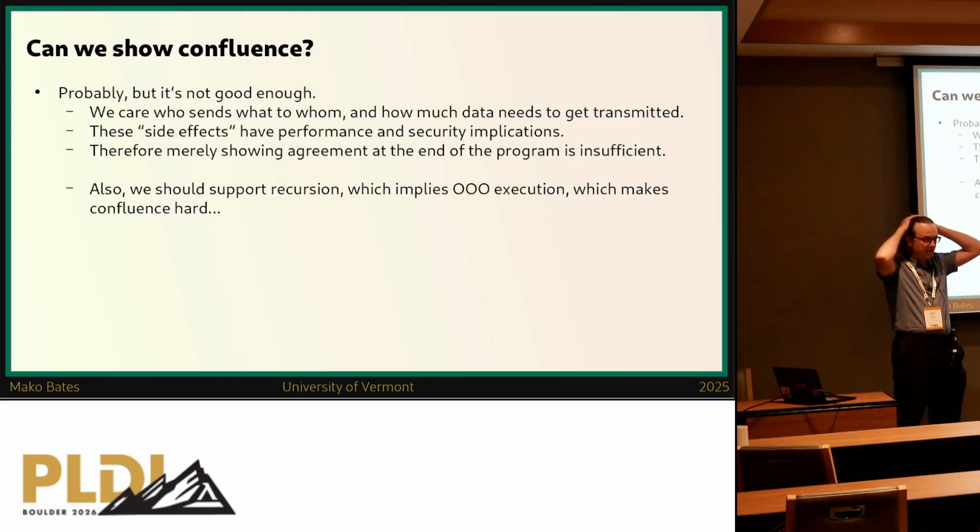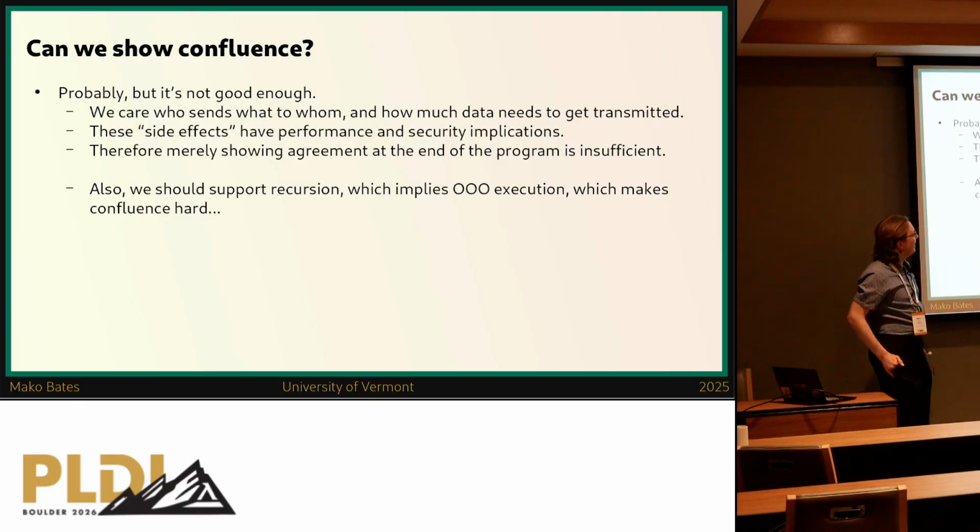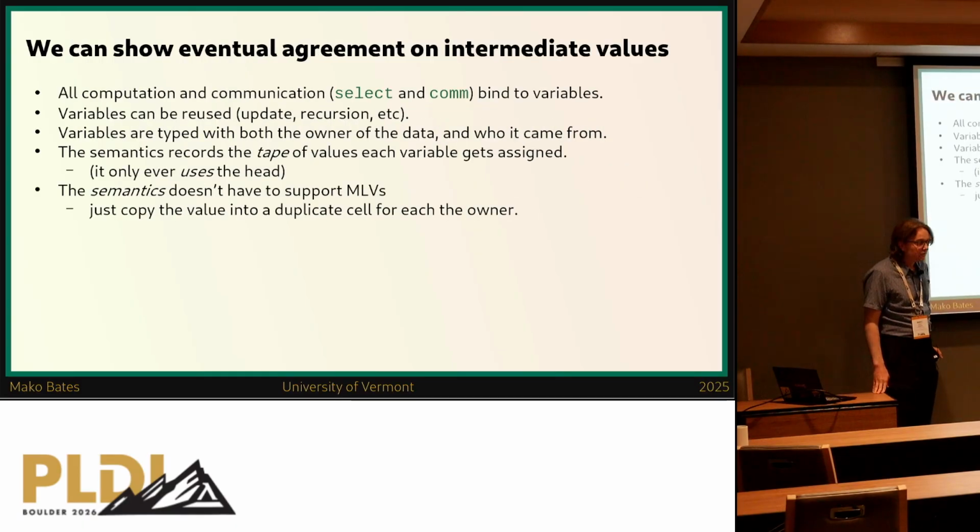The final evaluation in most systems is an afterthought. And even if you just want the output value, the intermediate communication has security implications, has performance implications. So confluence is not really the thing that we want. And also, once you support recursion, it's not going to be that much easier anyway. What I think we can show is some sort of eventual agreement on the intermediate values. And it's going to take a sec to explain what that means.